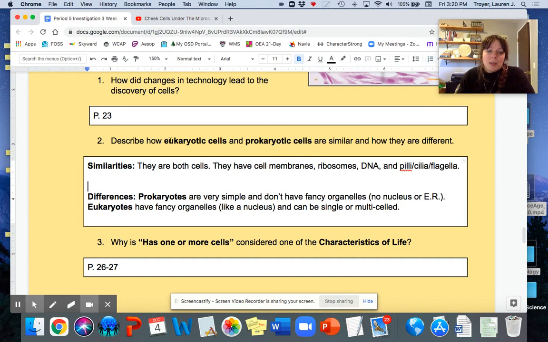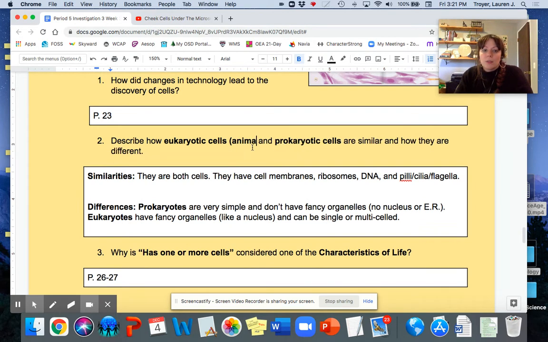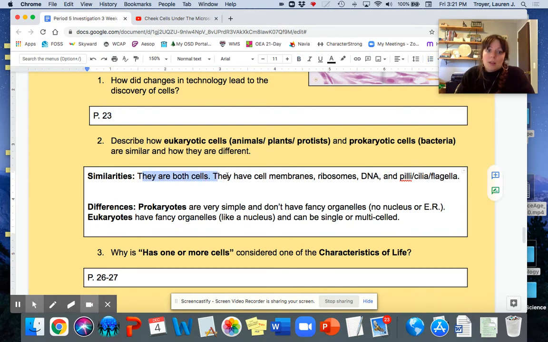So how are eukaryotic cells and prokaryotic cells different? Eukaryotic cells are things like animals, plants, and protists. Prokaryotic cells are things like bacteria. So how are they similar and how are they different? Well, both are cells. They all have cell membranes, ribosomes, DNA, pili, cilia, flagella.